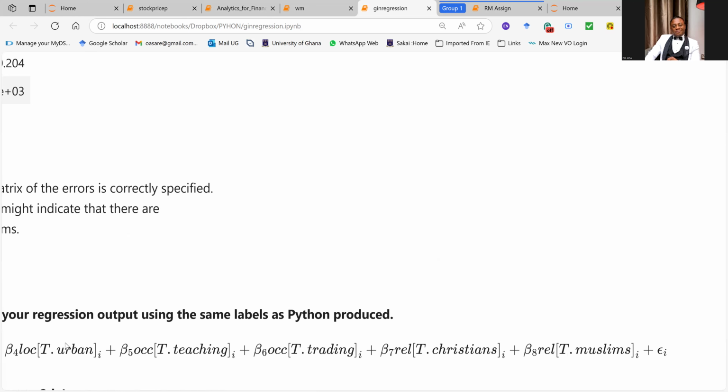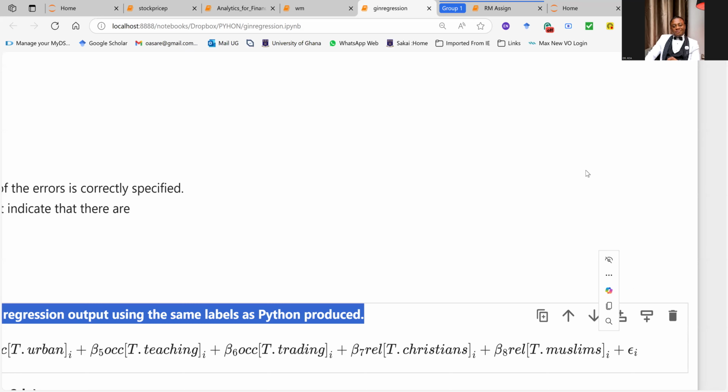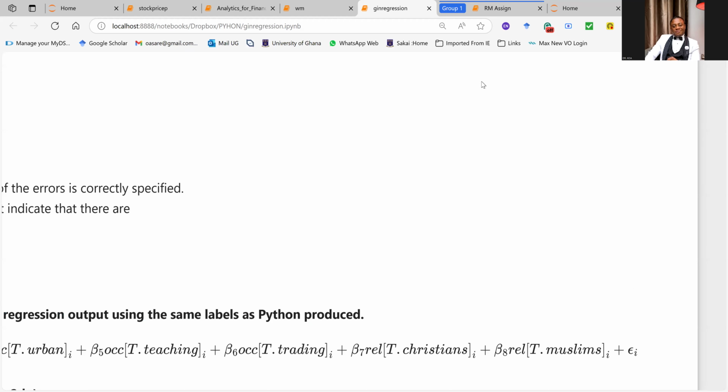So I expect there's 5 marks for this. And then finally, you have the error term at the end. If you write everything and you forget this error term, everything is zero. Take note. If you write everything and you forget just the error term, it is zero. So it's very important you know exactly what you are doing.